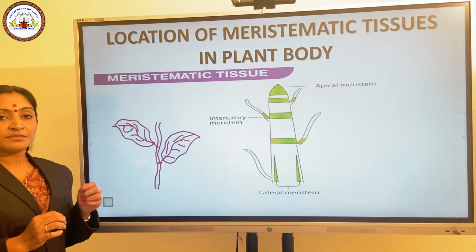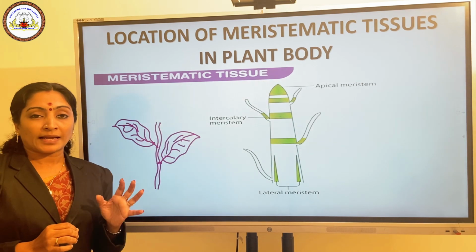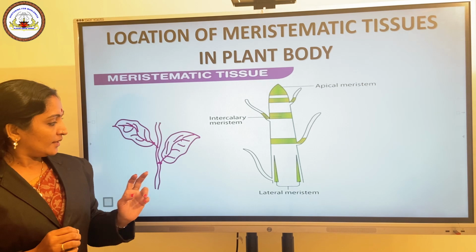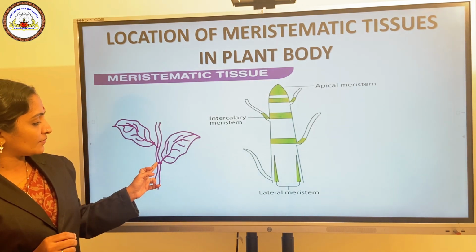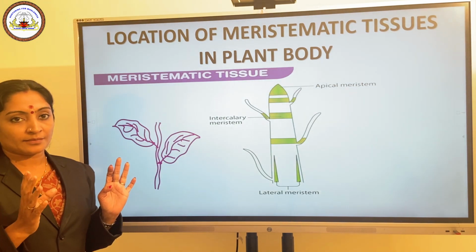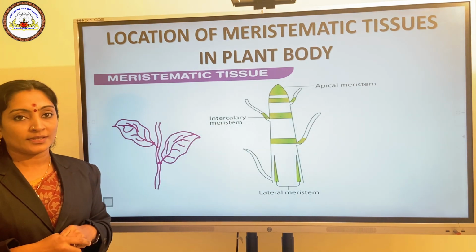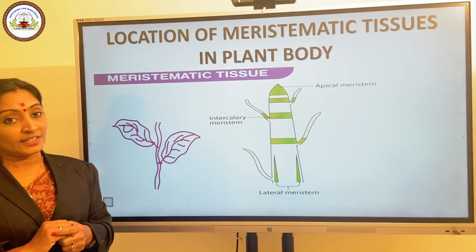Nodes are the specific part of the stem from where the leaf, branches, etc. originate. Understood? So what is a node? Here we can see that two leaves are there. So the specific region of the stem from where the leaf and other parts originate. Okay, and the space between two adjacent nodes is called an internode. So that is the difference between nodes and internodes.